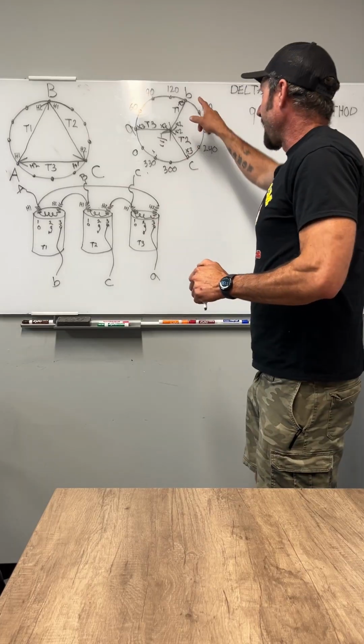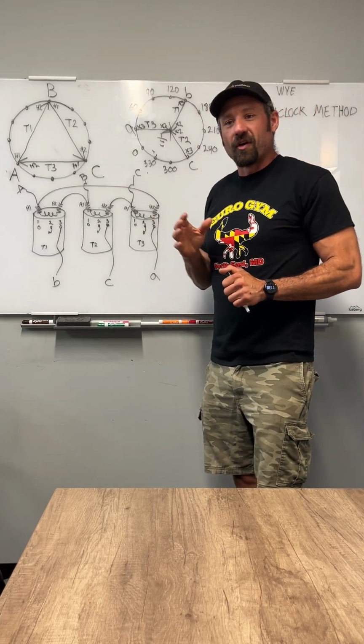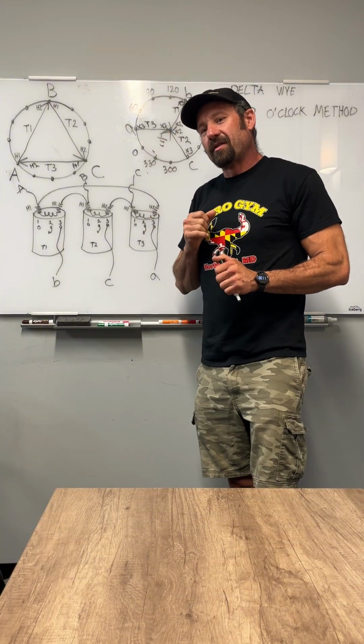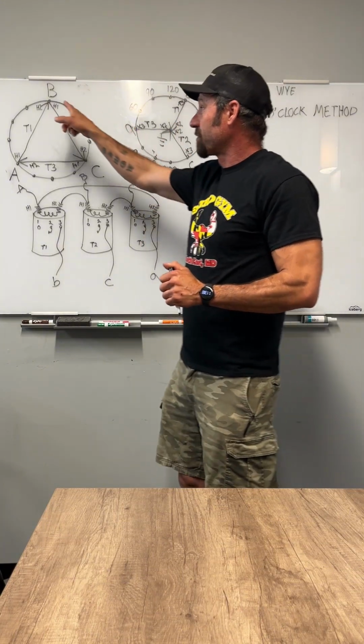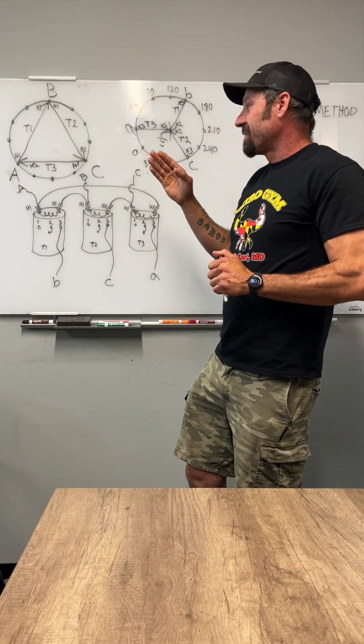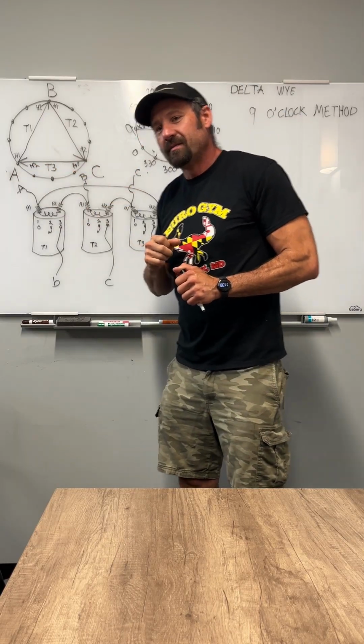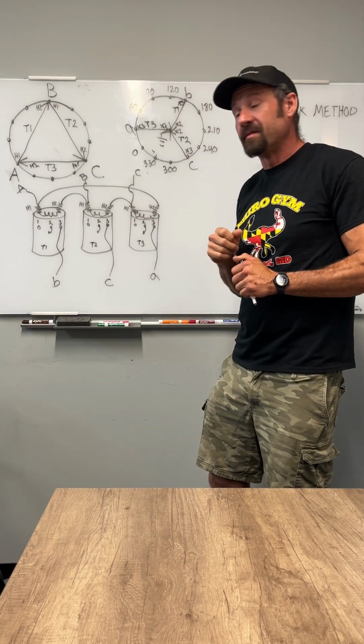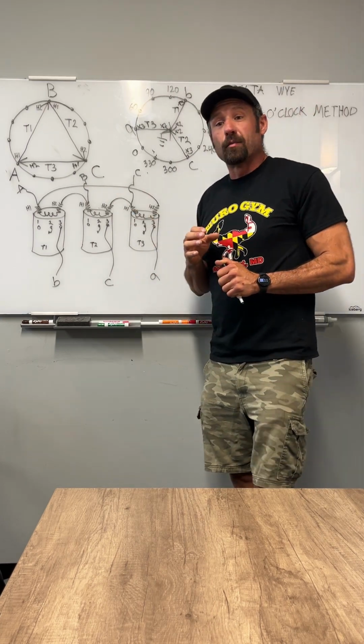And that's why the old timers used to call it, there's either the 11 o'clock method or the 1 o'clock method, and that's when they started A phase up here at 0 degrees. In our case, since we started 8 o'clock, we're calling this the 9 o'clock method. It's a perfectly viable way.